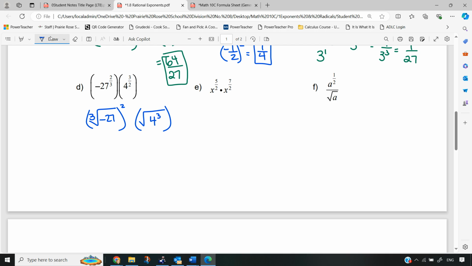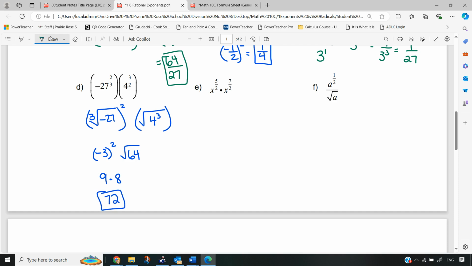The cube root of negative 27 is negative 3. Again, those brackets are important. Now 4 cubed is 64, so I'm looking at the square root of 64. Negative 3 squared is 9. The square root of 64 is 8. So that's going to leave me with 72.